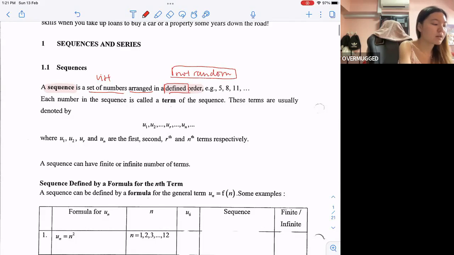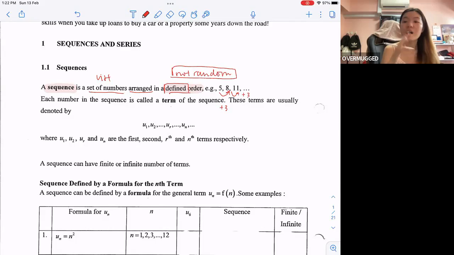So for instance, you see over here, 5, 8, 11. What is the order? You always plus 3. So it's very methodological. And below you'll see other examples of sequences, okay?